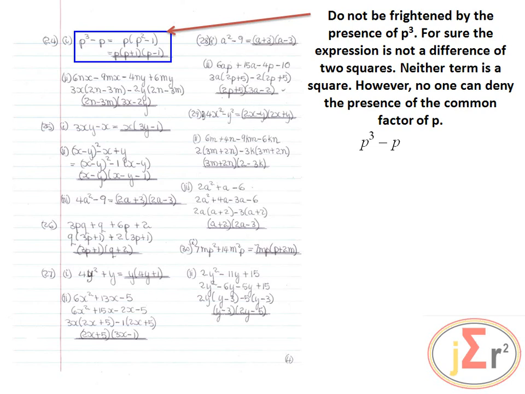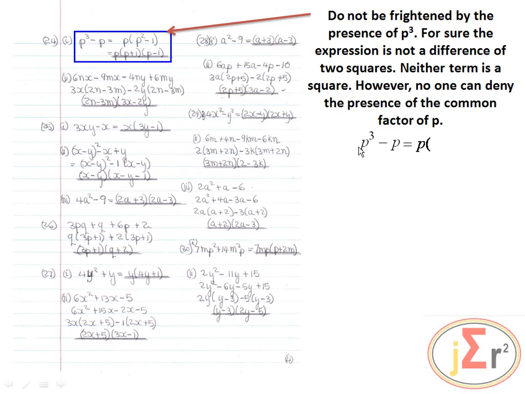Now we have p cubed minus p, and for sure there's a common factor of p, so we'll make use of the common factor. Every time you are attempting to factorize an expression and you see that the terms have a common factor, whether you have two terms, three terms, five terms, as long as there is a common factor, always go to first principle. Take a common factor and divide each term by the highest common factor.